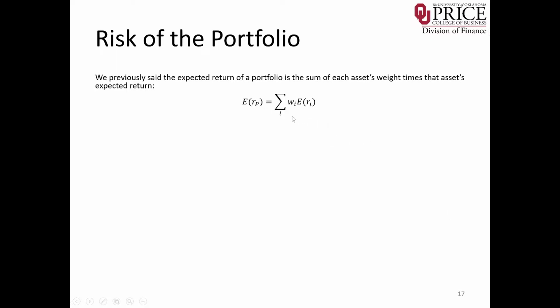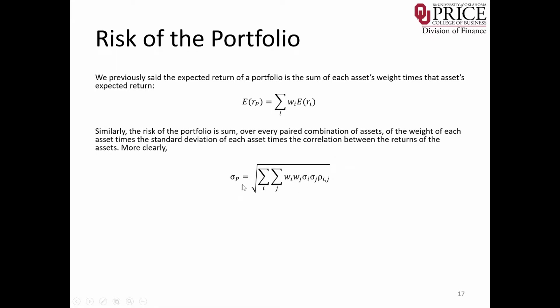So in the same way we use this mathematical notation to sum up the individual weights and returns of each stock, we can look at the risk of the portfolio by taking the square root of the variance of the portfolio, which is summing up over every combination of two pairs of stocks in our portfolio, those stocks' weights and those stocks' standard deviations, and the correlation between those two stocks.